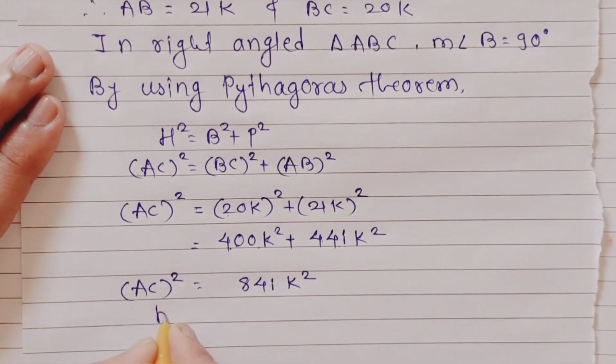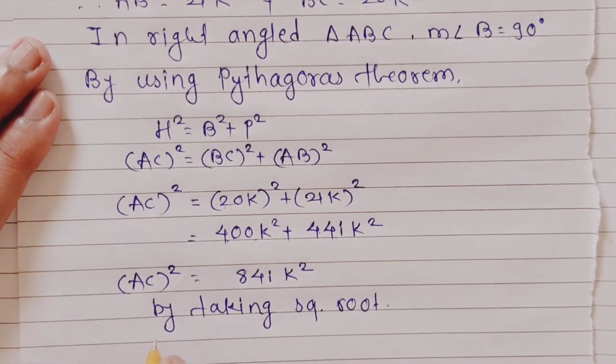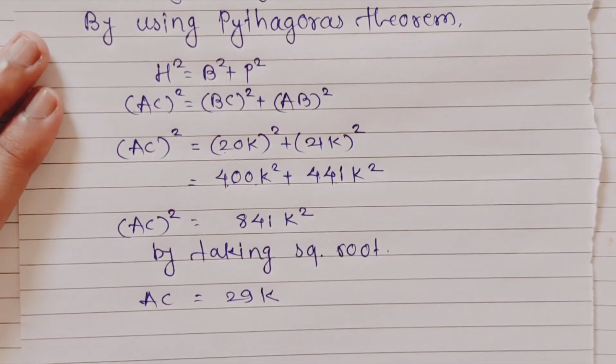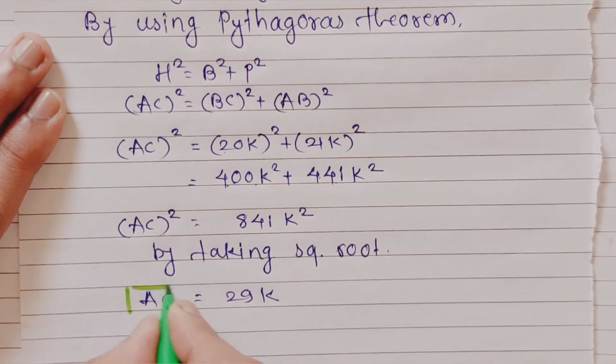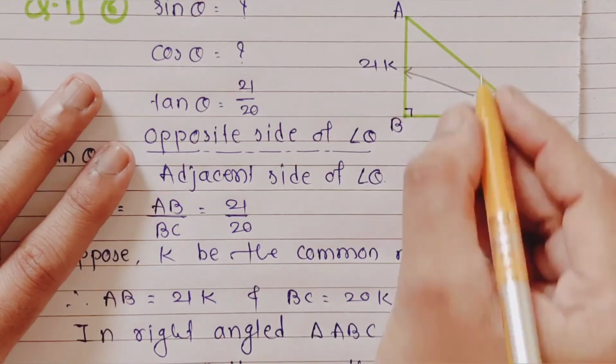So by taking square root from both sides, we can write AC is equal to 29k. Is it clear? We know that 29 square is equal to 841. The square root of k square will be k, and the square root of 841 will be 29. So AC is equal to 29 into k. That means 29 square is 841. So in the figure let us mention AC is equal to 29k.